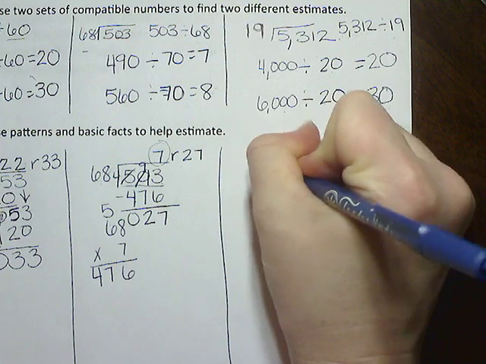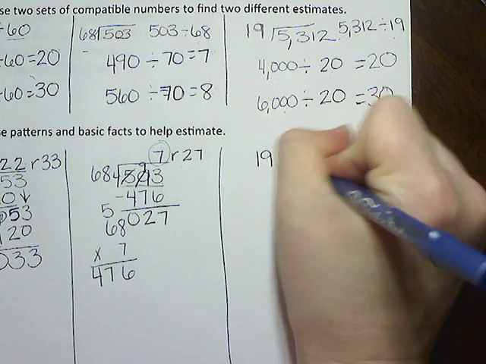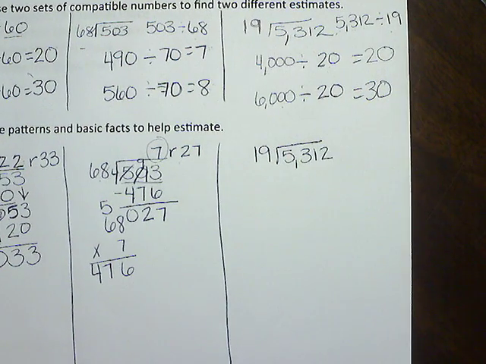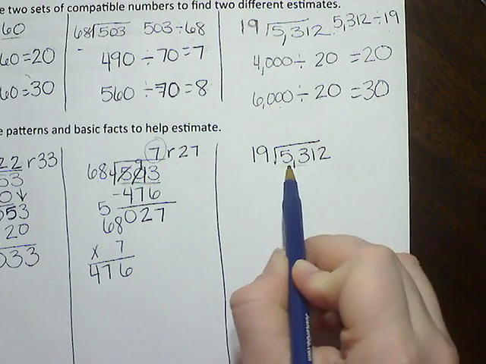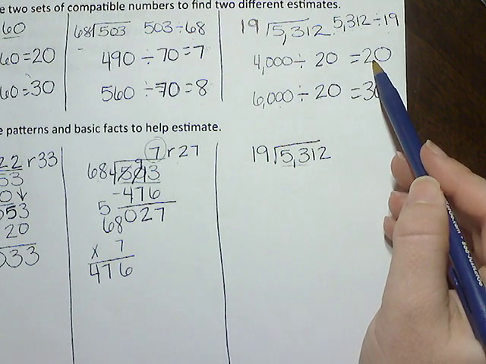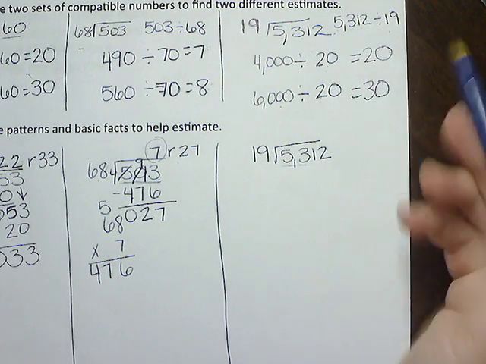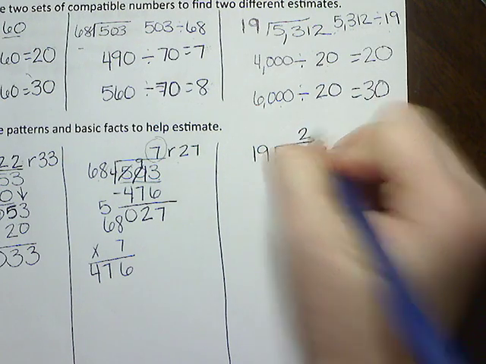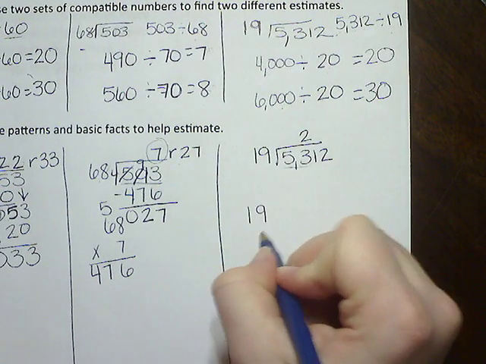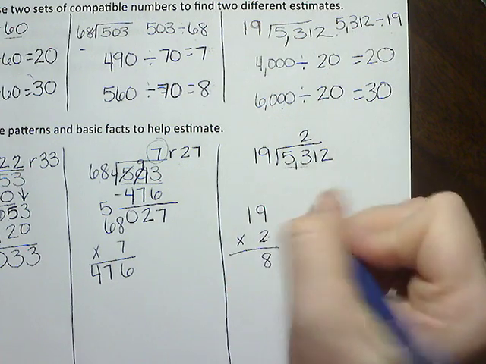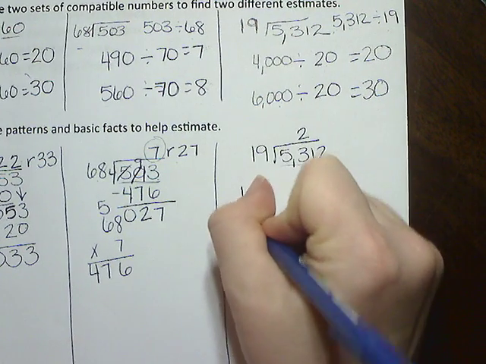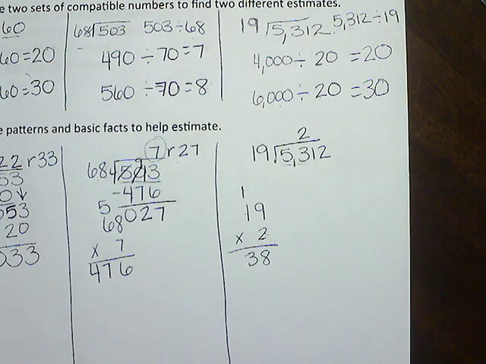So let's go ahead and work it out and see if we were correct and see how this estimate can help us. So 19 into 53. Well, remember, it's somewhere in between 20 and 30. So I'm going to go ahead and give it a shot and say 2. So 2 times 19. 2 times 9 is 18. 2 times 1 is 2, plus 1 is 3, so 38.